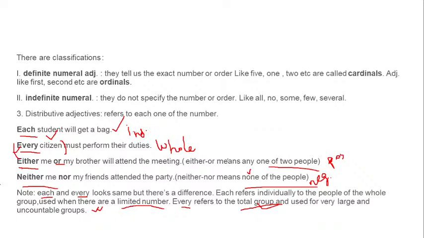It's all about the idea of the sentence. Individual distribution means each, and whole distribution means every. Every will be used for a very large group where there is no count of people, and each will be used for a group which is relatively smaller, which you can count at least.